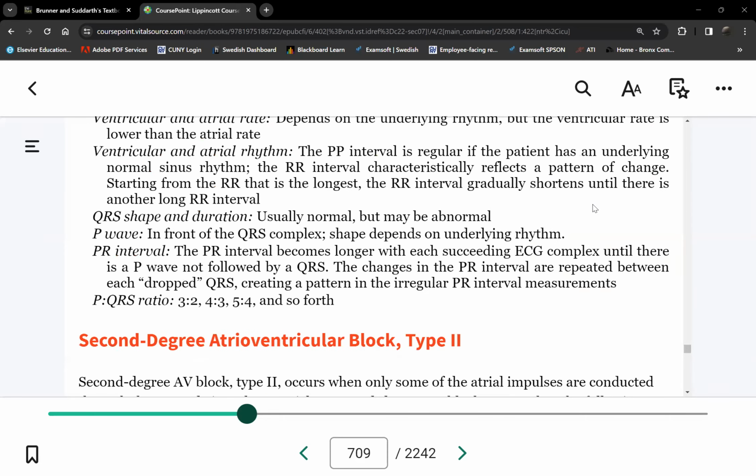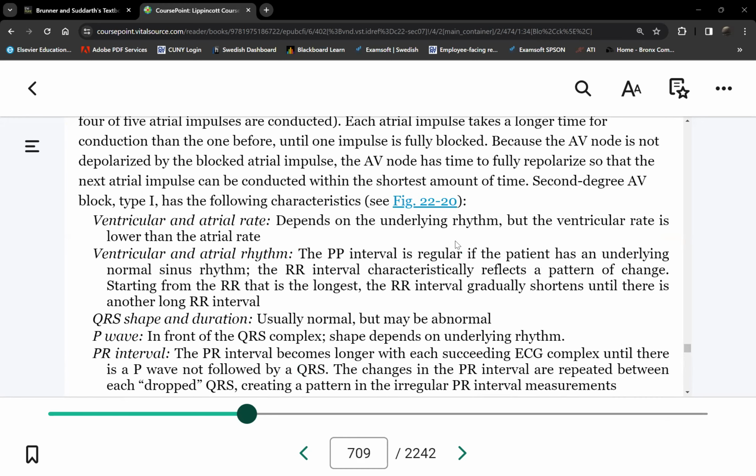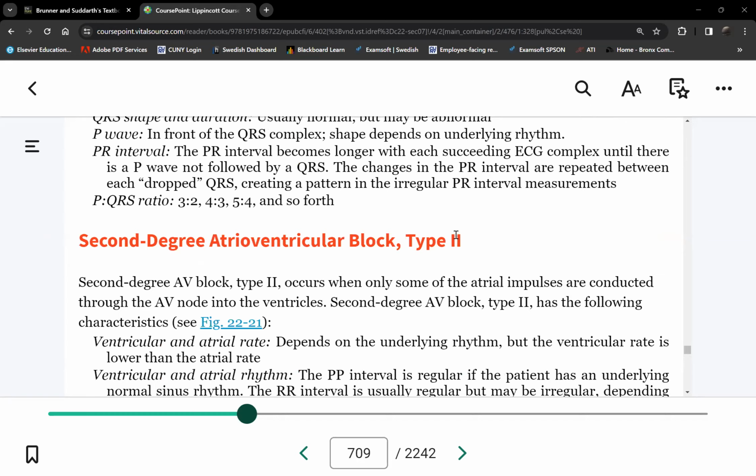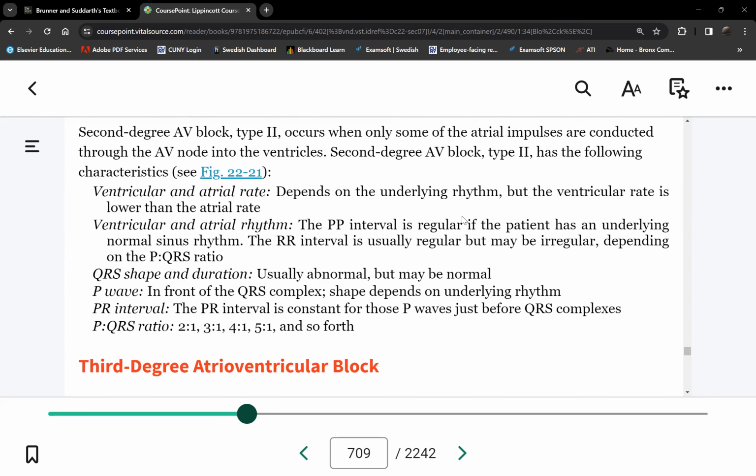So in second degree type 1, we typically don't treat this, but we monitor the patient. We try to eliminate the identified causes here. Now in second degree type 2, because the patient now has a significantly lower ventricular rate, which is now in the 40 or even 30s, okay, high 30s, low 40s heart rate, the patient needs treatment. We'll get to the treatment when we get to pacemakers shortly.